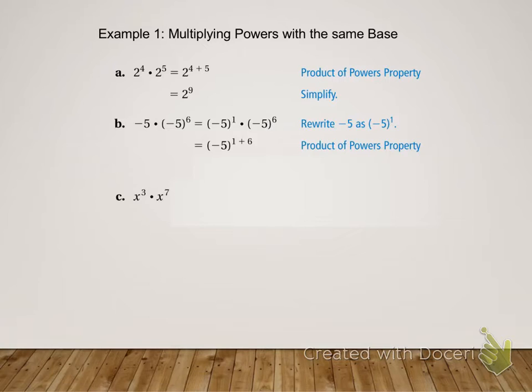Remember, it makes a difference whether the parentheses are around or not. And we're again still just multiplying, so we add the exponents. 1 plus 6, according to the product of powers property. And we end up with negative 5 to the 7th power.